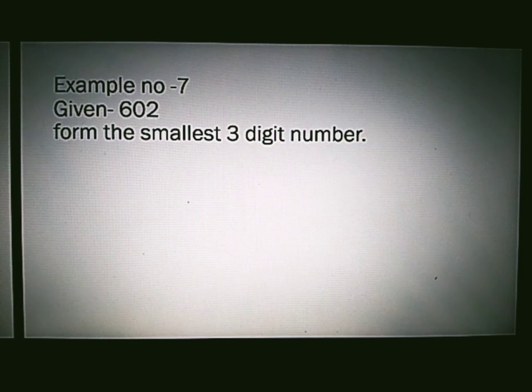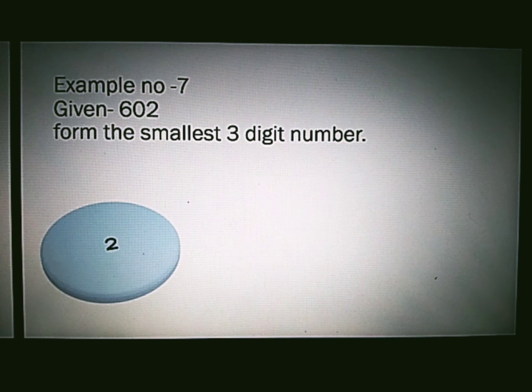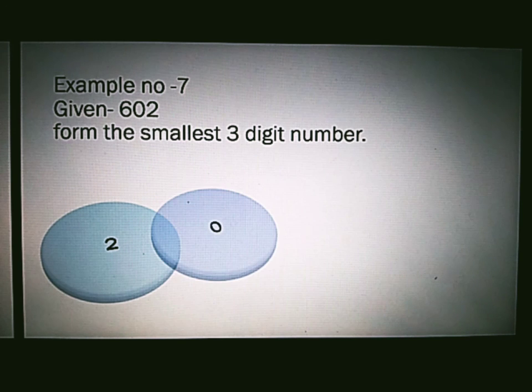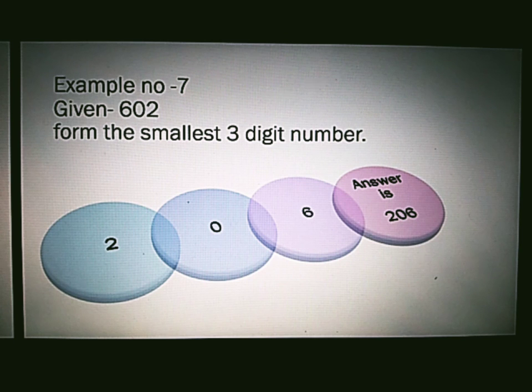Let's see one more example of this type. Now here we have 602 given, and again we have to form the smallest 3-digit number. Now we will write 2 first, because 0 does not have any value, as we have seen, so we cannot write 0 first. So first we will write 2. Now we have remaining 6 and 0, so out of that we will write 0 first, because that is smaller than 6, and now the greatest number, that is 6. So our final answer is 206.